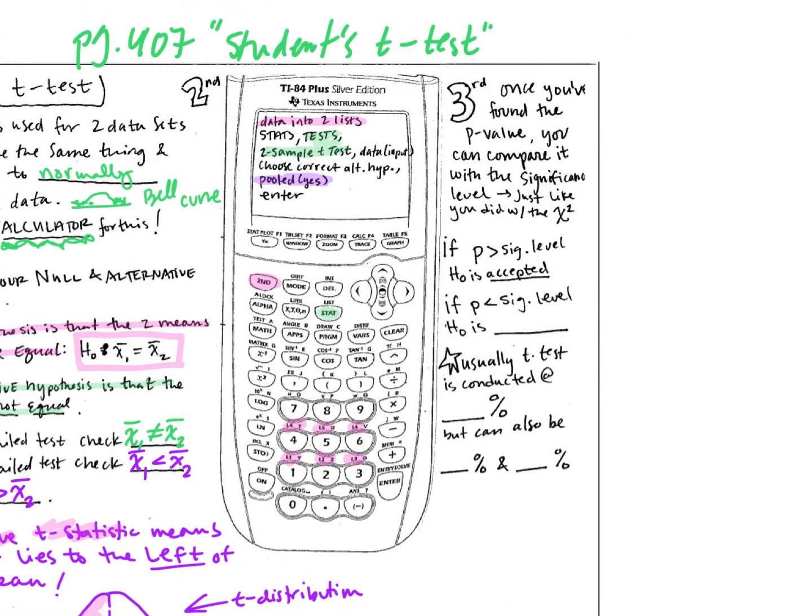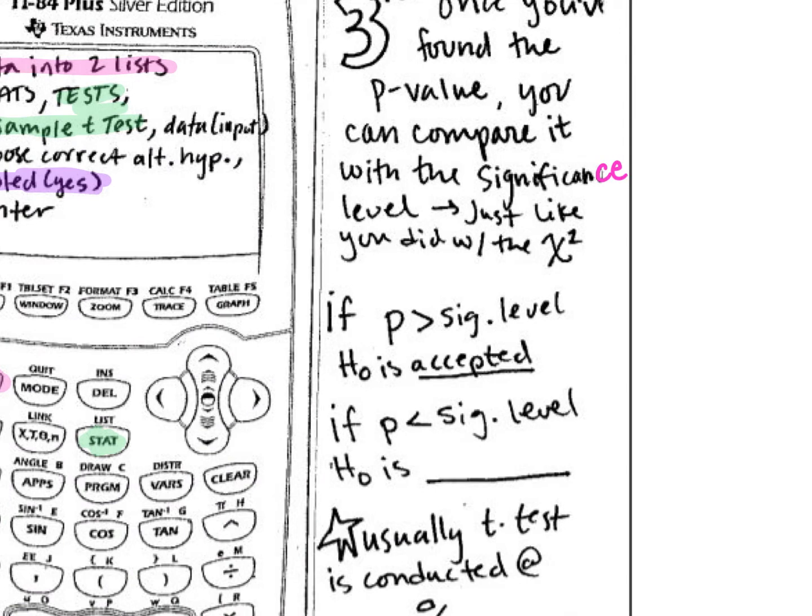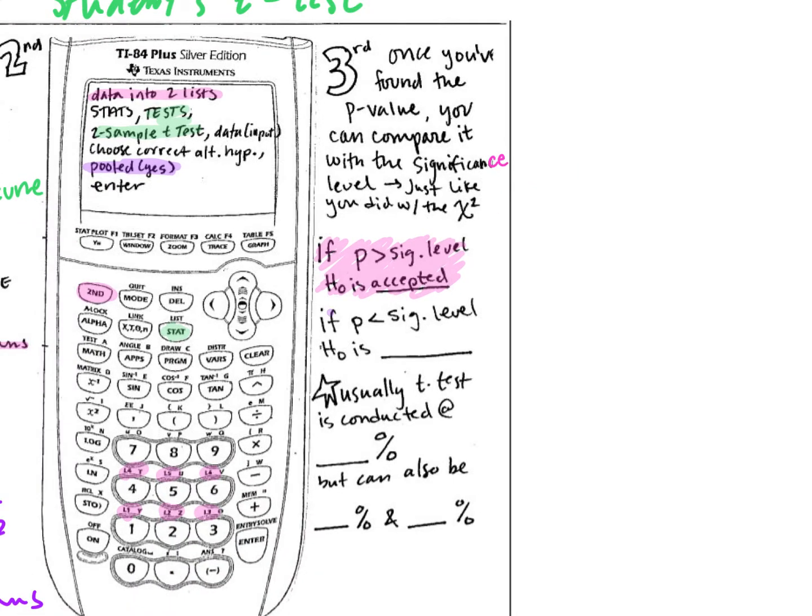And then third, once you have found the p-value, you can compare it with the significance level, just like we did with chi-square. Oh, I forgot to do this in class. This got cut off. So if, for example, p is greater than the significance level, the null hypothesis is accepted. If p is less than the significance level, then it's rejected. So that's what goes here. Rejected.